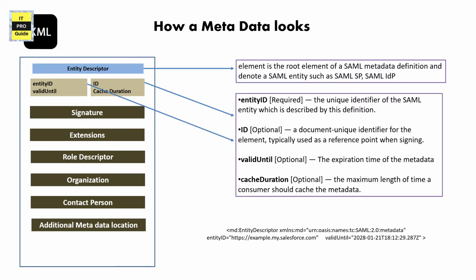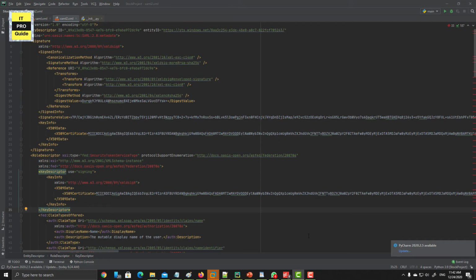It begins with the entity descriptor, which includes the entity ID, then the ID value, then validity and cache duration. So if you look at the XML file that's shared by Microsoft, that is, Azure AD, to Dropbox, you can see that the entity descriptor includes the ID value, then the entity ID, and it didn't mention anything related to the cache duration or validity, because those attributes are optional.